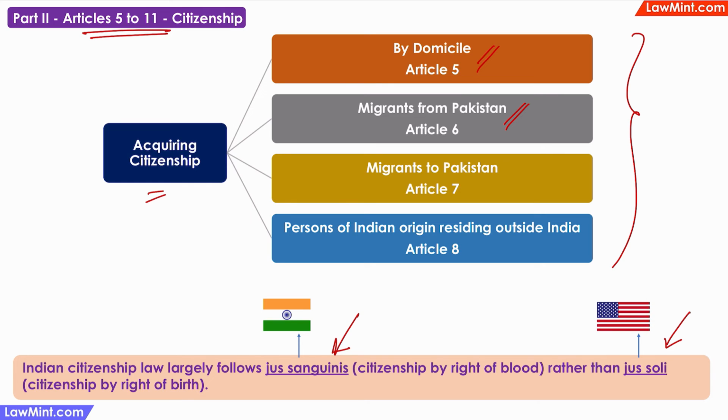Article 6 covers the citizenship of people who migrated to India from Pakistan after the partition. Article 7 talks about people who migrated to Pakistan after partition but returned to India under any applicable permit or law and were legally resettled in India. And Article 8 talks about persons of Indian origin residing outside India, that is, persons whose parents or grandparents are Indian, and how these persons can acquire Indian citizenship by registering as such in the Indian consulate or the embassy. Of course, subject to some rules and procedures.